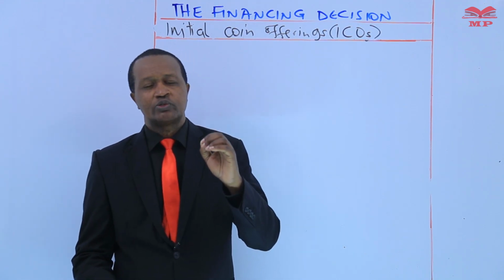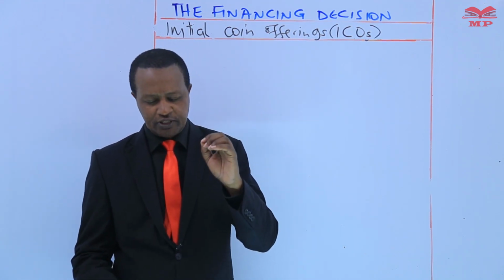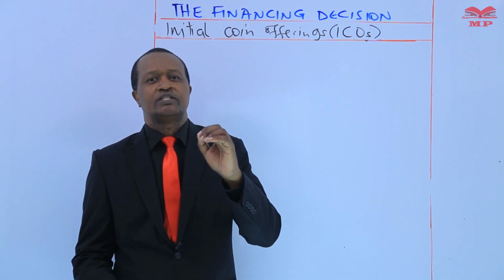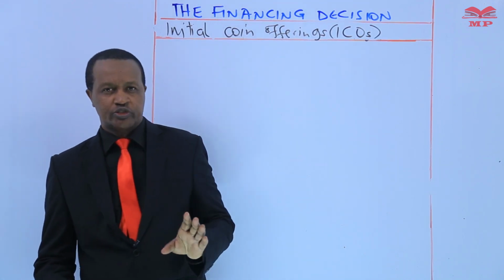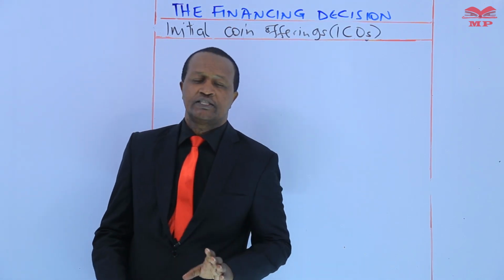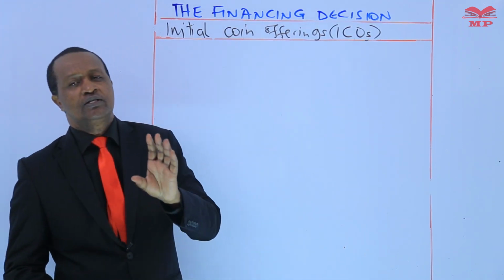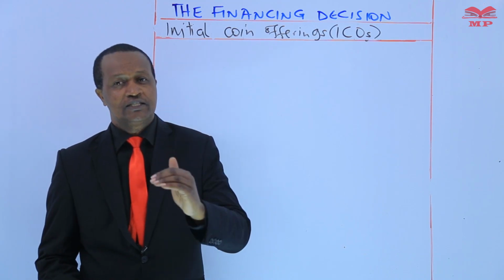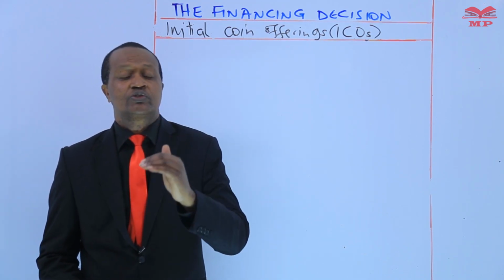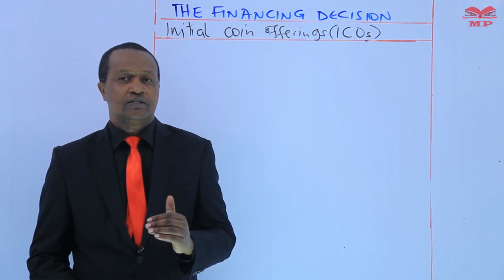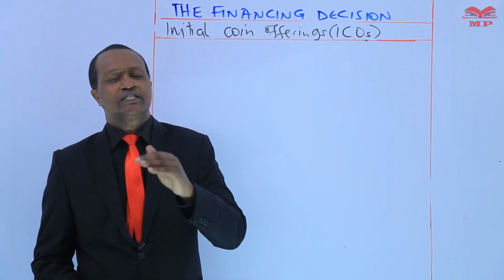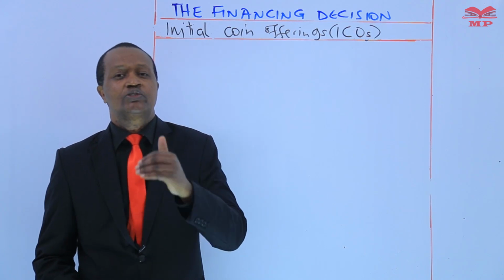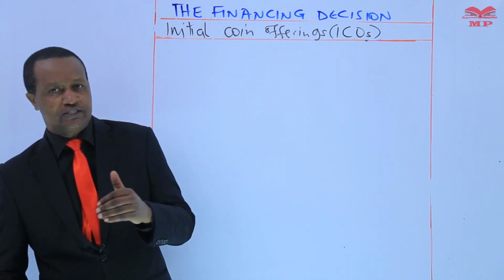Today we want to study the last aspect of the long-term sources of finance, which is initial coin offerings, the ICOs. In this lesson, we will outline the characteristics of ICOs, the benefits, and also the drawbacks. But first of all, what is an ICO? What is this source we are referring to as initial coin offerings?